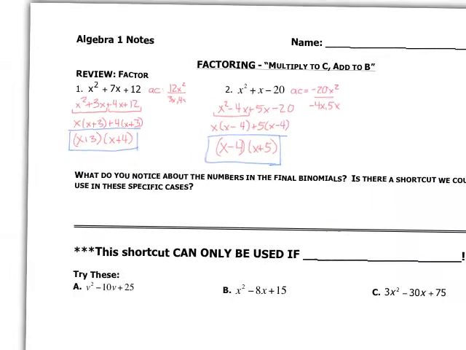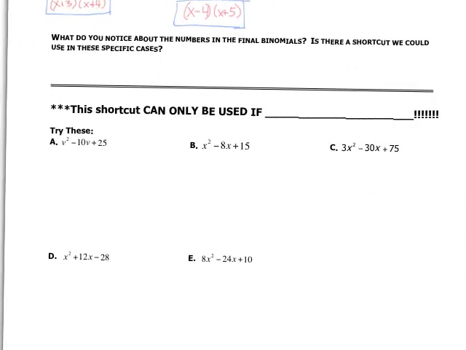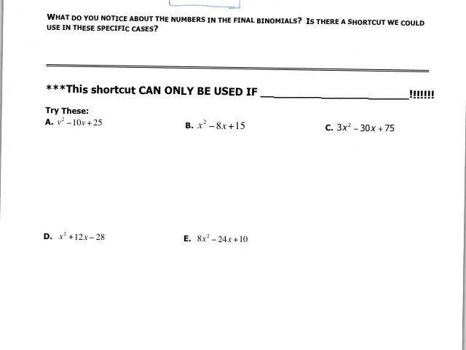Okay, so a special note here, this shortcut can only be used if, to put it simply, there is no number in front of x squared. Okay, so if there's no number in front of x squared, that's when I can use this shortcut. If there's a number out in front of x squared, I still have to use the regular AC method.